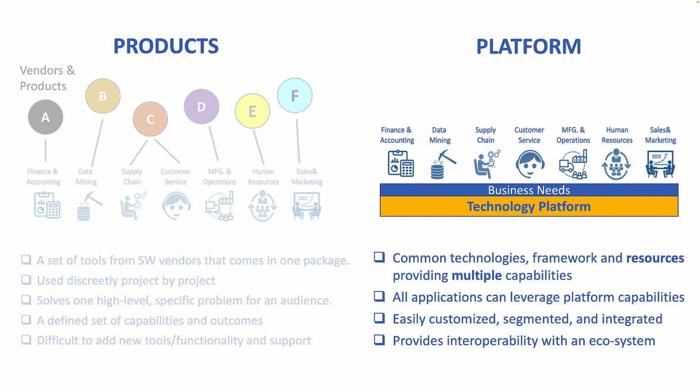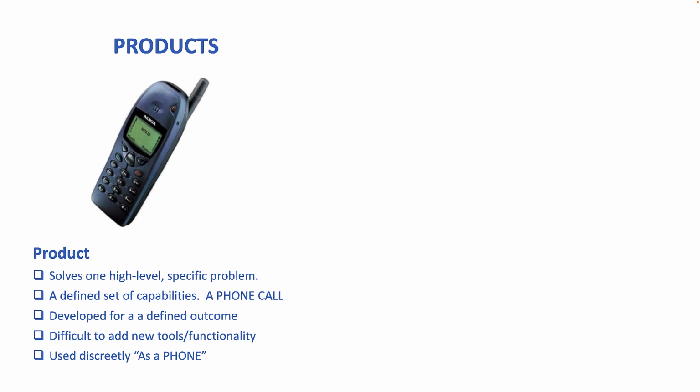A platform, on the other hand, applies a set of common technologies and capabilities which can be utilized by all business functions, regardless of the document type or the business function, and can be customized for specific requirements by each business function. The best example is something we are all familiar with, a cell phone.